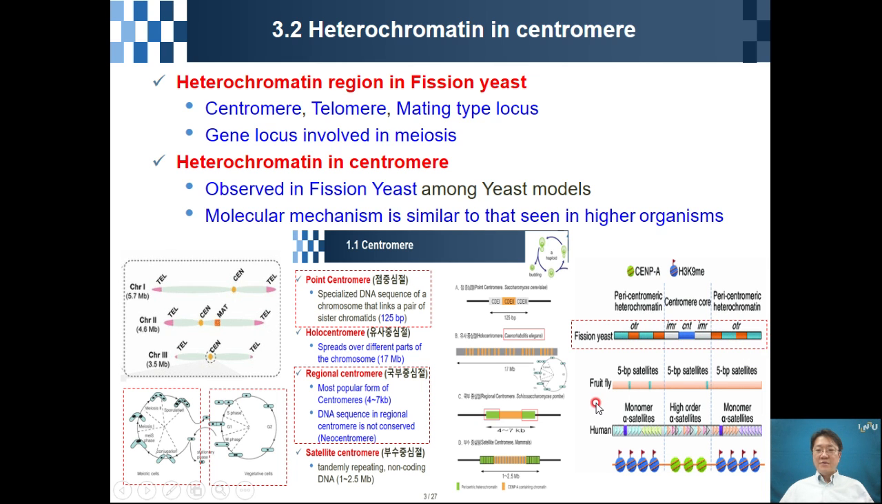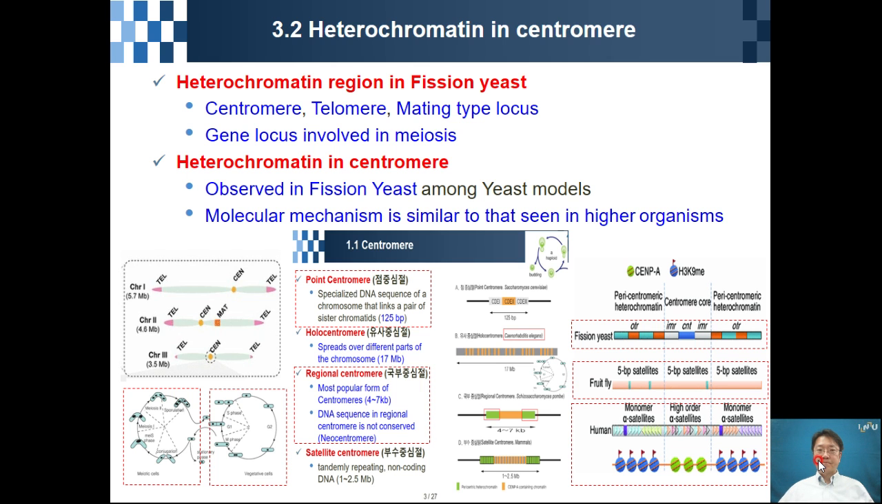Fruit flies also show the same pattern. For example, at the center there is the CENP-A binding region, and next to the center there is a heterochromatin region. Humans also show the same pattern. This is the human centromere. At the center there is the CENP-A binding region, and next to the CENP-A binding region there is the heterochromatin region.